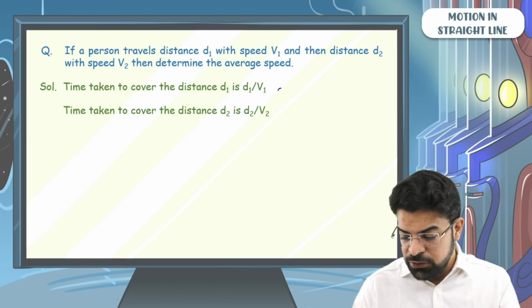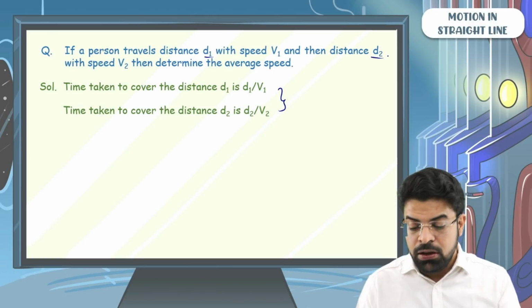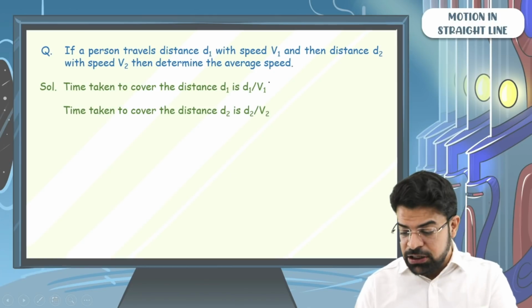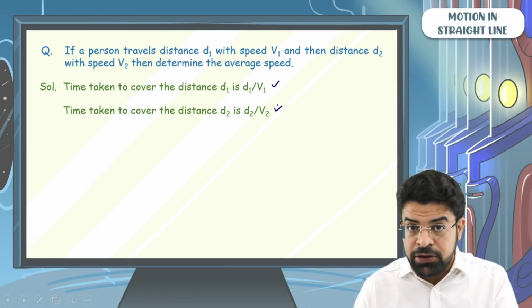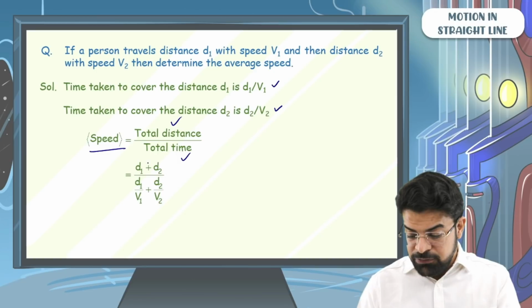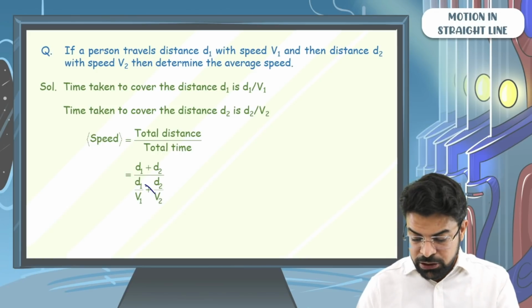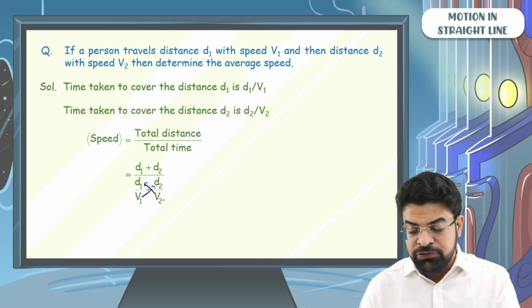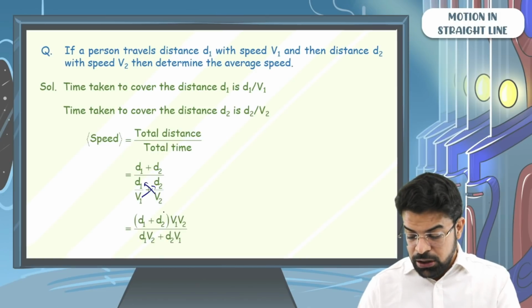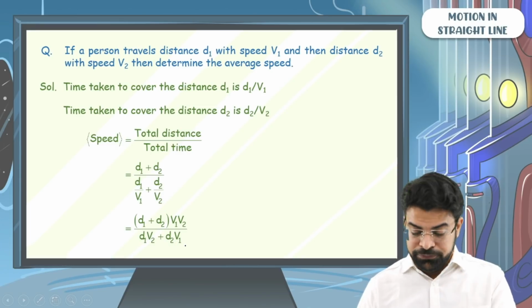So the total distance traveled by the person is d1 plus d2 and the total time taken for this journey is d1 by v1 plus d2 by v2. So the average speed is total distance upon total time, which equals d1 plus d2 upon d1 by v1 plus d2 by v2. Cross multiplying with the common base v1 v2, we get d1 plus d2 into v1 v2 upon d1 v2 plus d2 v1. Simple. Let's practice the next example.